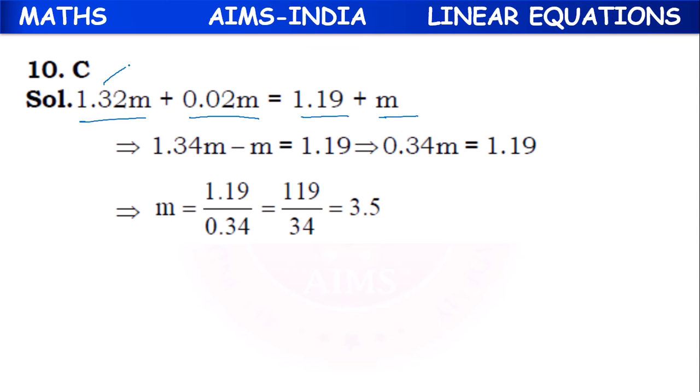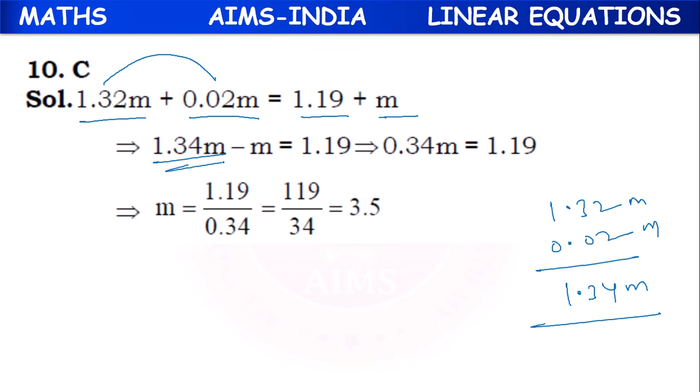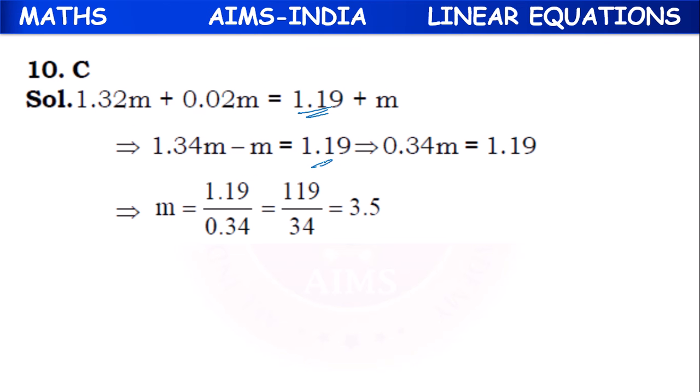So this 1.32 plus 0.02, if we add, we will get 1.34. It will become 1.34 m. So 1.34 m we can write here. This m, if it is taken towards left hand side, this plus m will become minus m. Right hand side we are having 1.19. So 1.34 m minus m.